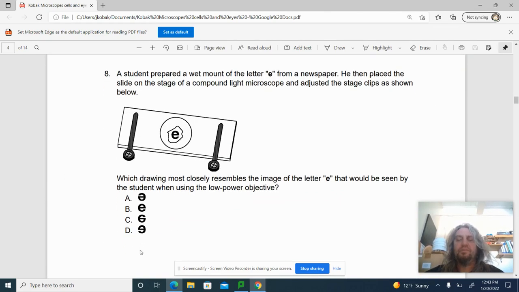Question 8. A student prepared a wet mount of the letter E from a newspaper. He then placed a slide on the stage of a compound light microscope and adjusted the stage clips as shown below. Which drawing most closely represents the image of the letter E that would be seen by the student when using the low power objective? A, B, C, or D?